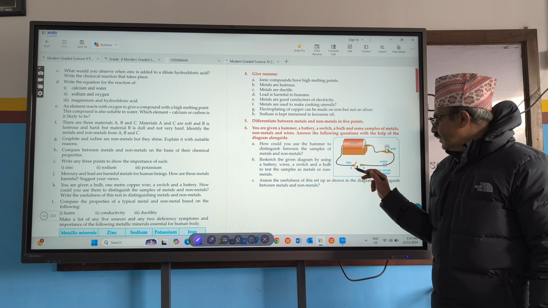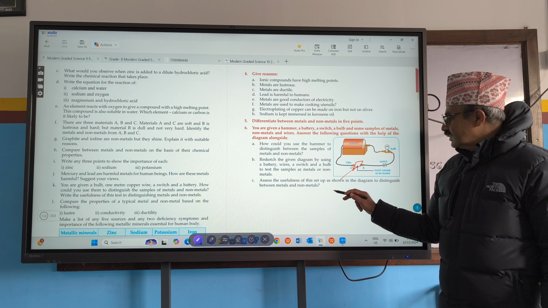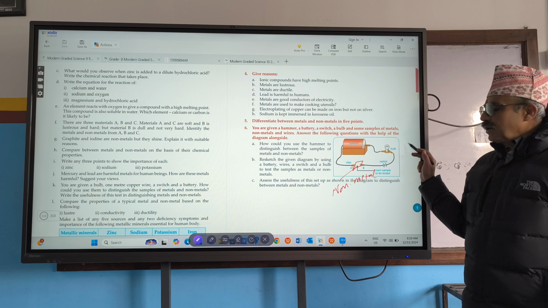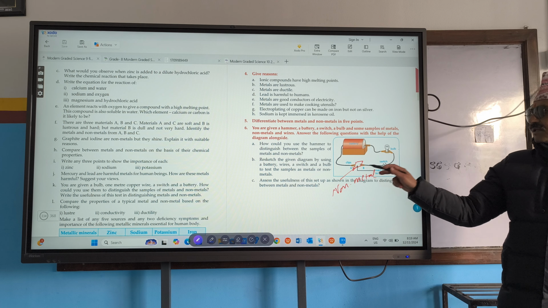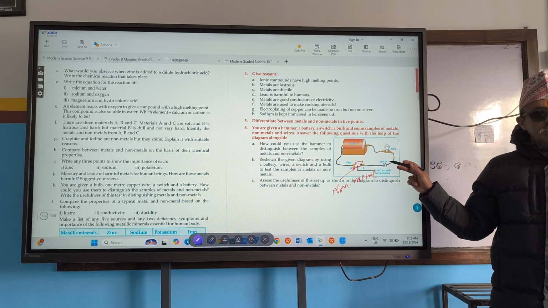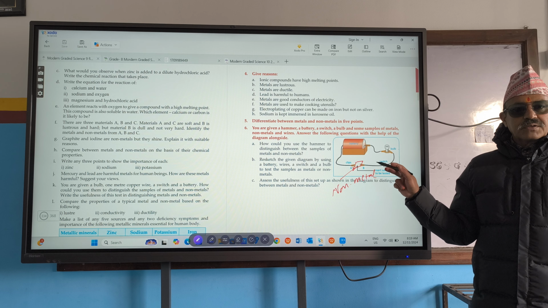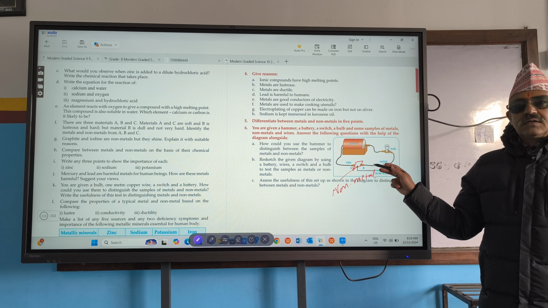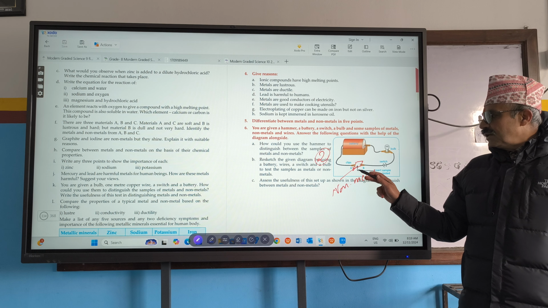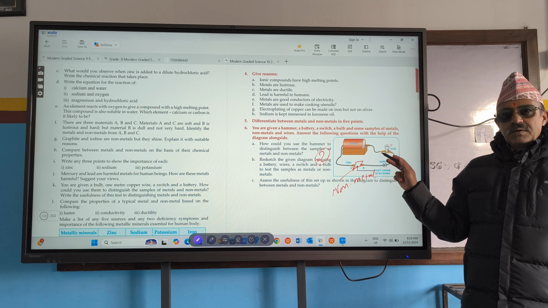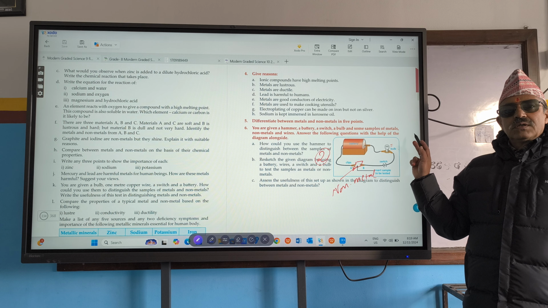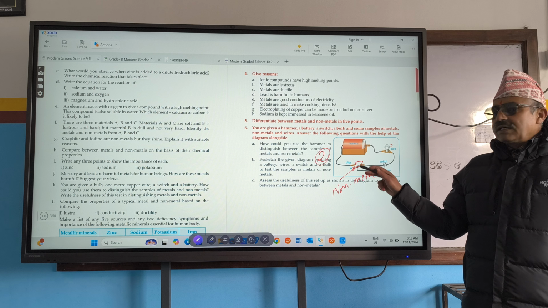In the same diagram, you place another thing here, a non-metal. When non-metal is placed, the bulb does not glow. When metal is placed, the bulb glows. Because metal is a good conductor of electricity, non-metal is a bad conductor of electricity. Is that clear? How many diagrams do you have to draw? Two. In one, mention metal and show a glowing bulb. In the second, mention non-metal, it does not glow. Got the idea?